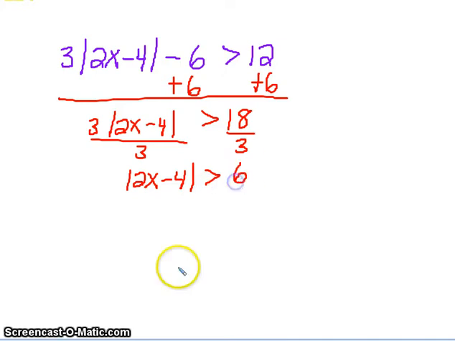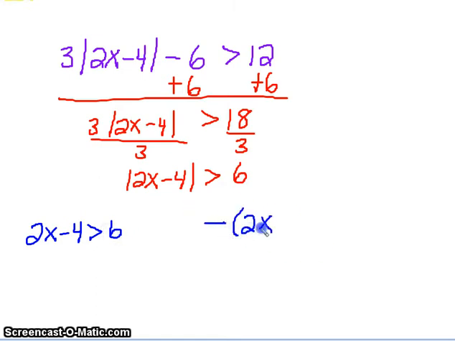Greater than 6. And now, once we get to this point, one is going to be the absolute value of 2x minus 4. Oh, I don't know why I put those there. I don't need them. I just need 2x minus 4 is greater than 6. And the opposite of 2x minus 4 is greater than 6. I should have put that in another color. I'll give you a second to catch up. Negative (2x minus 4) is greater than 6.